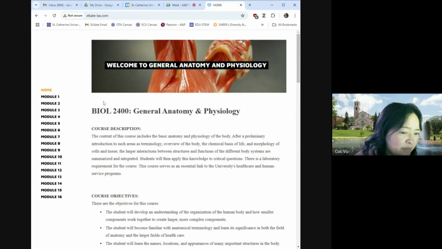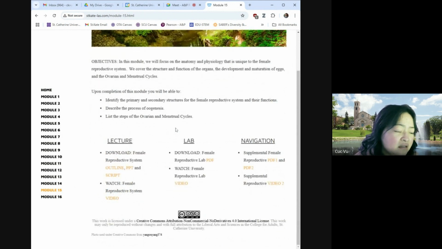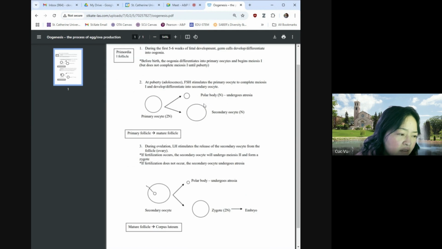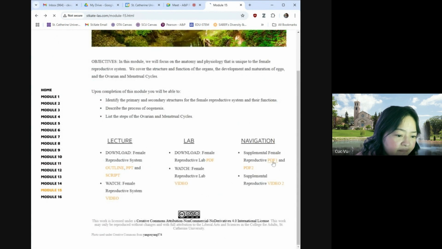It says welcome to Anatomy and Physiology. Yes. Okay, great. So this is the website that correlates with our course, and all the same materials are on here. It also has that navigational material. I created a PDF that walks through the oogenesis and follicular genesis, but the one that I really want you to have is this one.